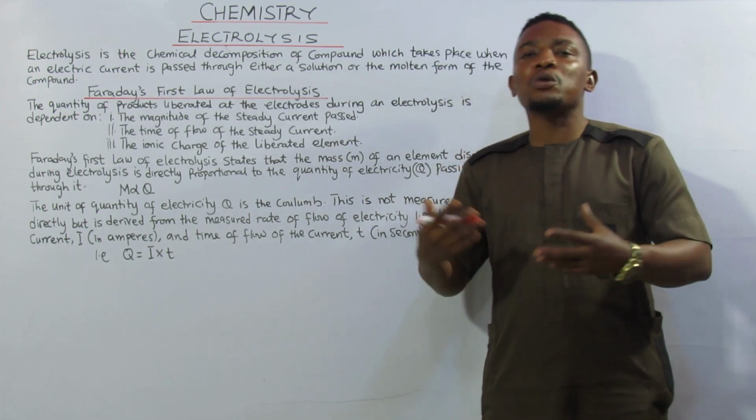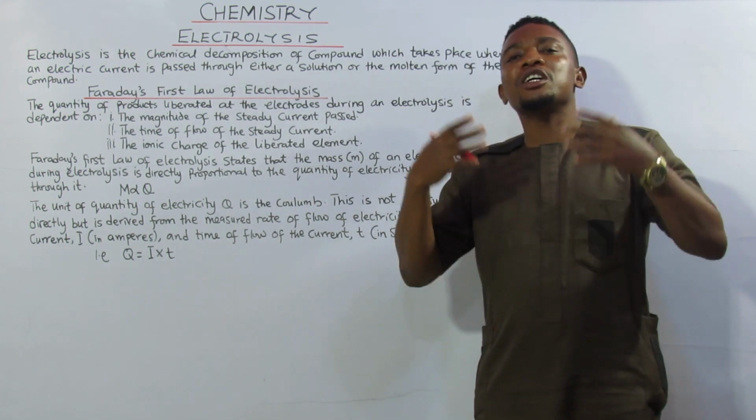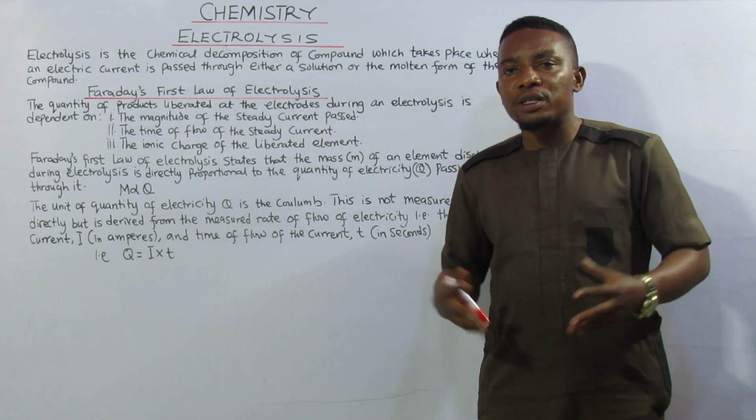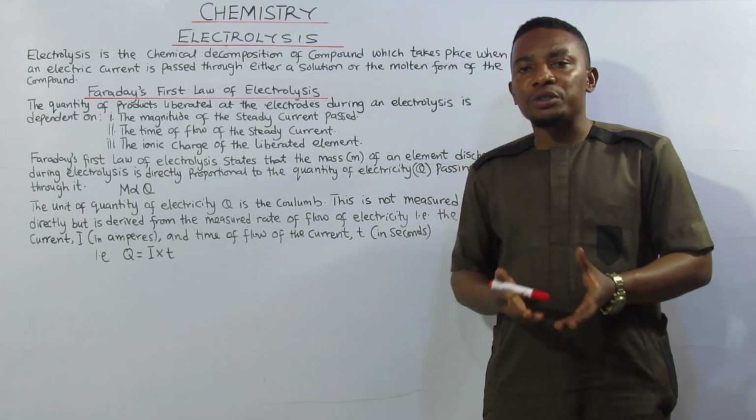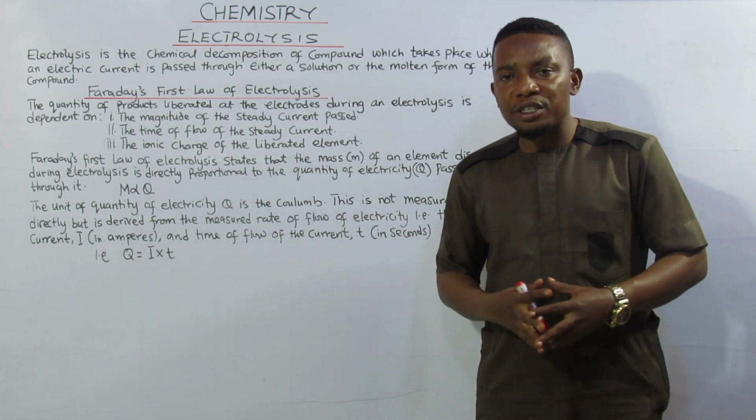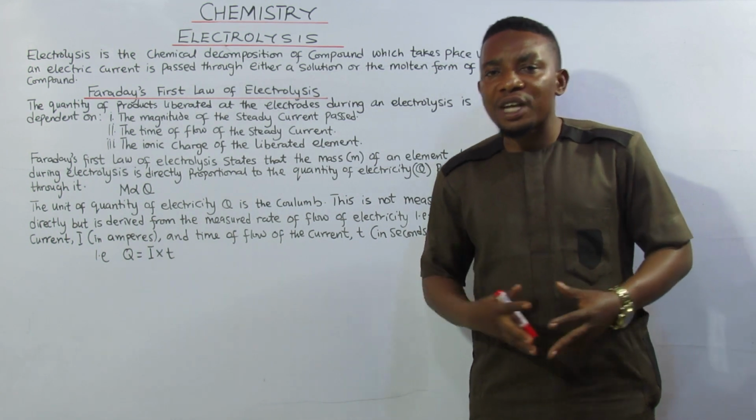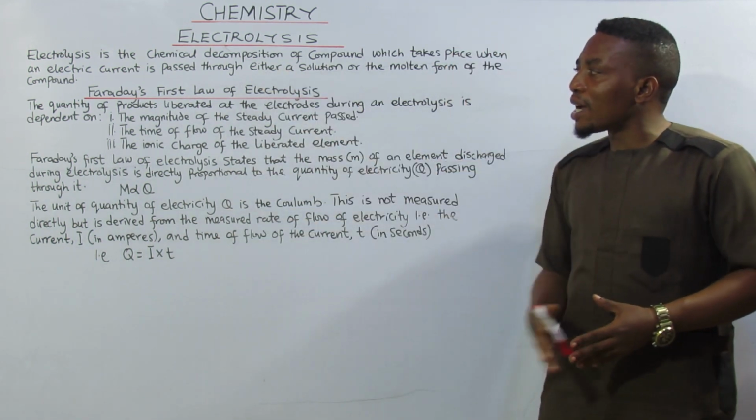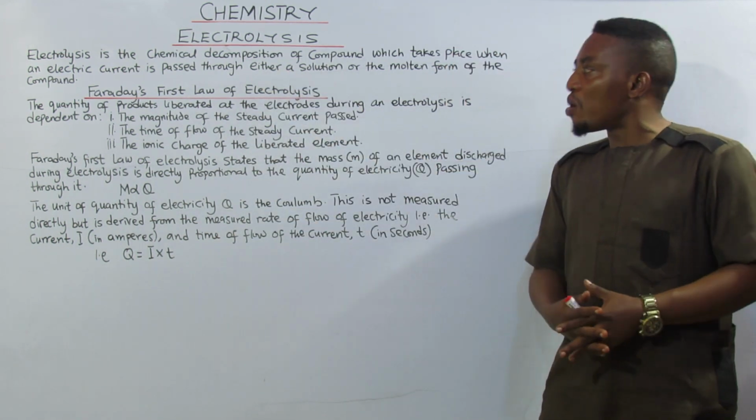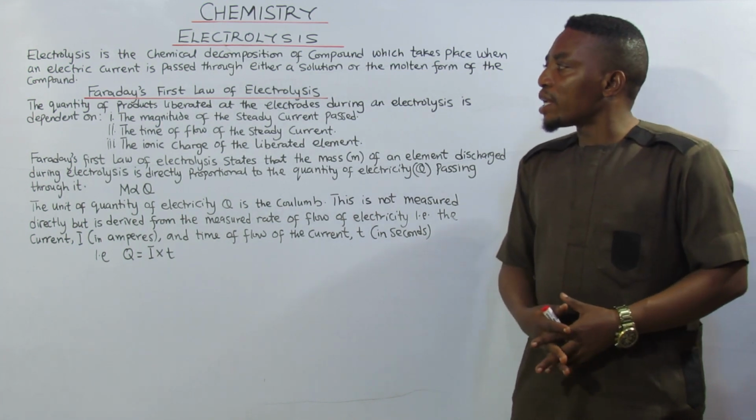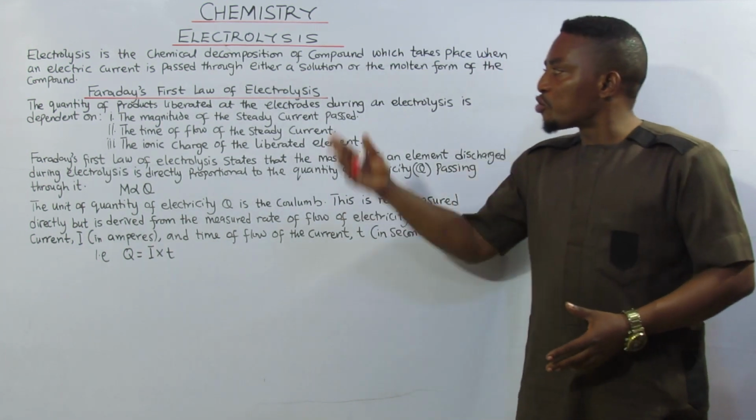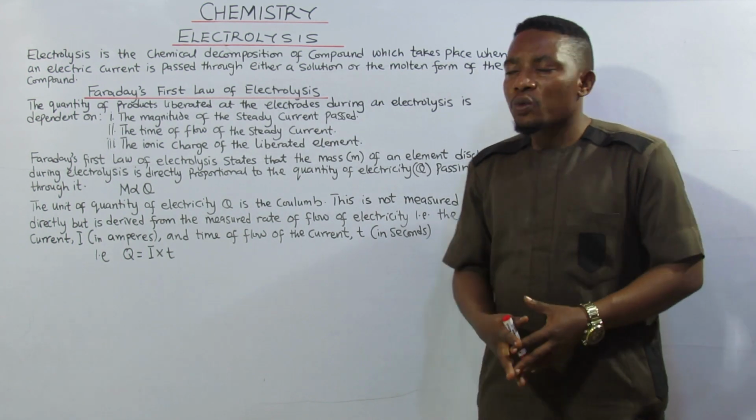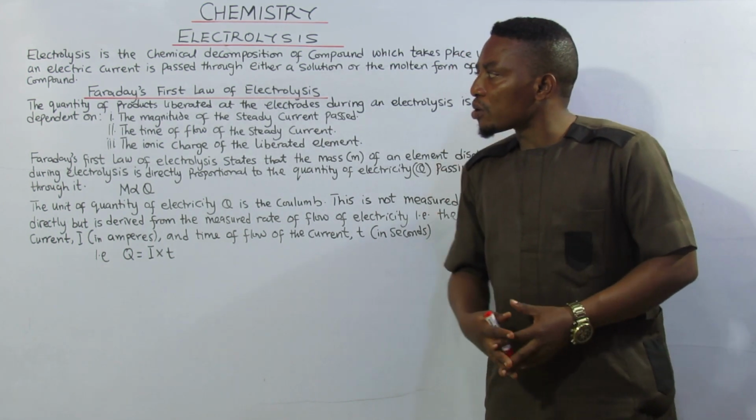So in this context, wherever there is a chemical change due to passage of direct current in a solution of electrolyte, you say that electrolysis has taken place. So that's why we say that it is a chemical decomposition of a compound which takes place when an electric current is passed through either a solution or in molten form of a compound.